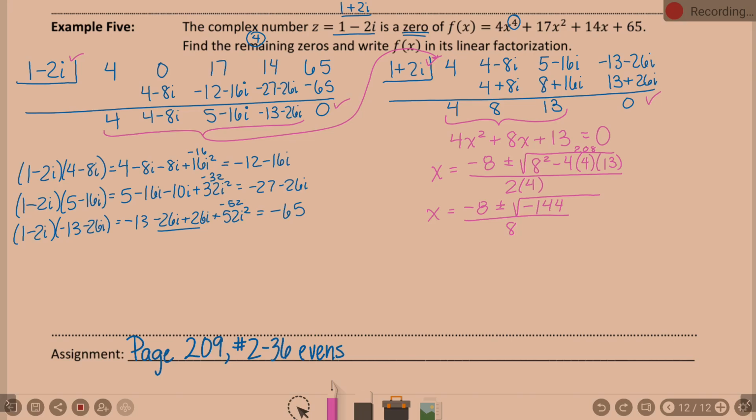Can it just cancel? Nope. Okay, never mind. This is a good teaching point: why do the 8s not cancel? Because the numerator has another thing attached. You have to be able to cancel this denominator 8 with both pieces in the numerator. Right now, I don't know about this square root of negative 144.